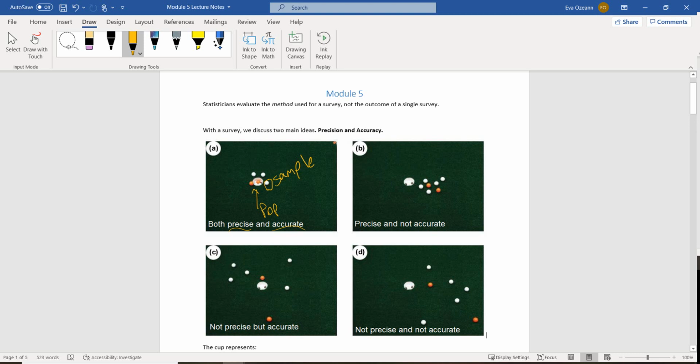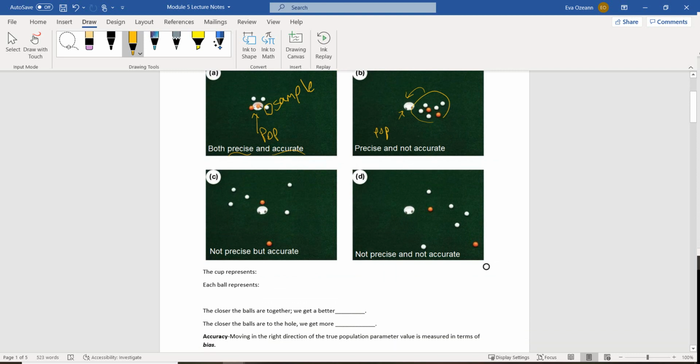Now, a survey method would be precise but not accurate if all of the samples are close together but kind of miss the actual population here. Again, this would be the population, and even though all of our samples are close together, they're not actually close to our population.